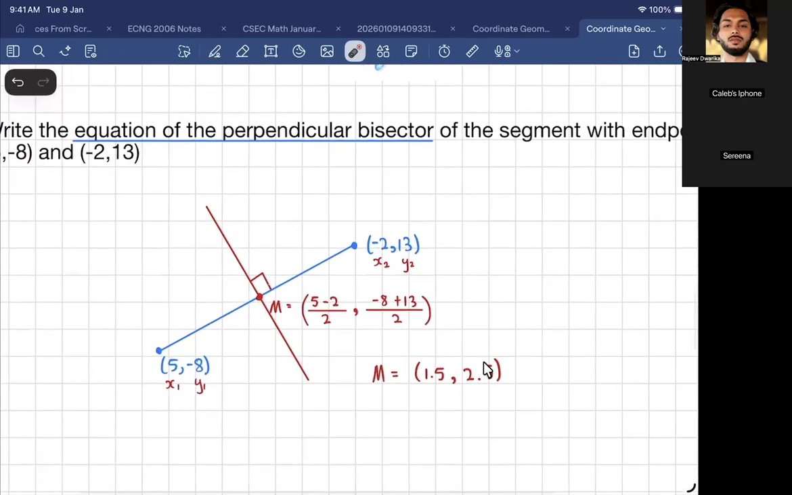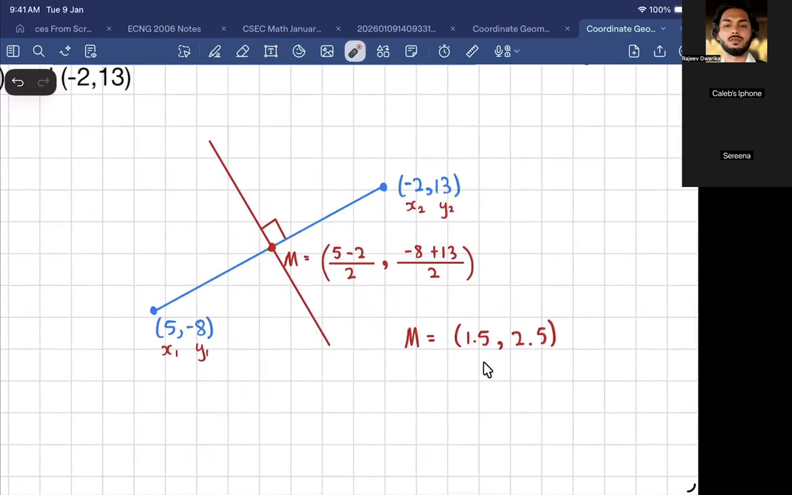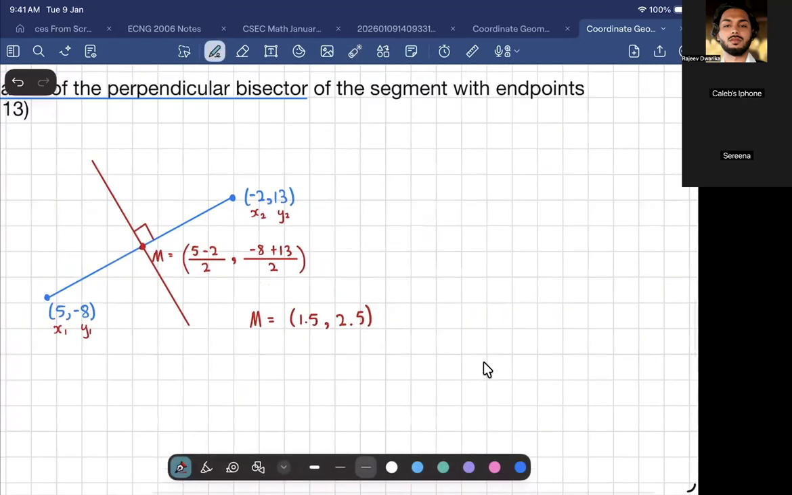Great. Now, the other thing we would need to do is figure out the gradient of the perpendicular bisector. Before I could do that, would it be possible for me to find the gradient of this line? Yes, sir. Okay. And once I have the gradient of the blue line, how am I going to use that to figure out the gradient of the red line? Flip it and change the sign. That's it. So let's find the gradient of the line segment.